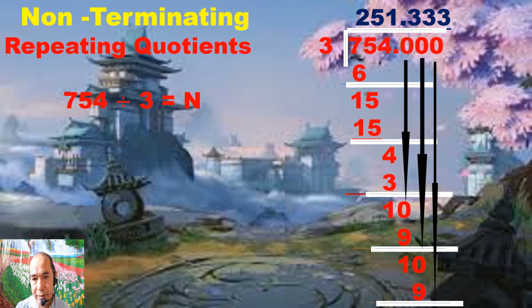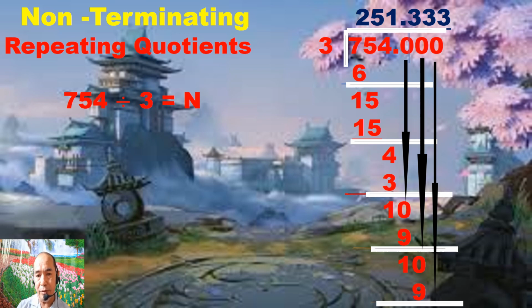So again, we will add another 0 to continue the division because we still have remainder of 1. So we have 10 divided by 3. We'll also have the same answer, which is 3. 10 minus 9 will have a remainder of 1. So again, we will add another 0 and the dividend becomes 10. So we have 10 divided by 3. We will only have 3. 3 times 3 we have 9. So 10 minus 9 will always have a remainder of 1. So there will be a continuous remainder 1. And in our quotient, we will also have a continuous quotient of 3. So there will be no ending part in our division.